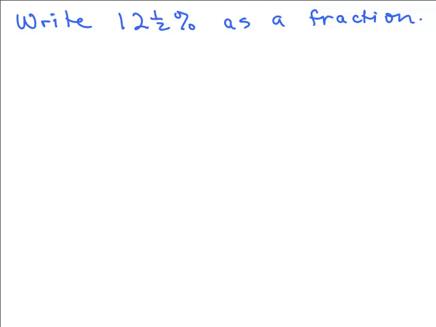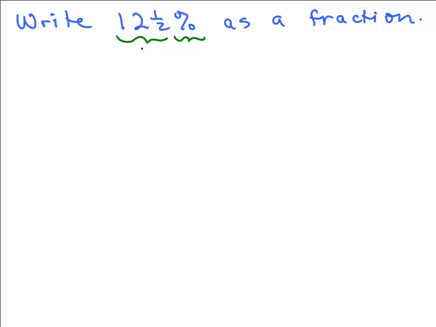Write 12.5% as a fraction. Now you may say, well, I'm already looking at a fraction, 12.5. What I'm saying here is I want you to also change it from something percent to just a fraction. So again, we've got two things going on here. We have the 12.5, which we want to write as just an improper fraction, and we need to get rid of that percent sign by dividing by 100 or writing it as times 1 over 100.